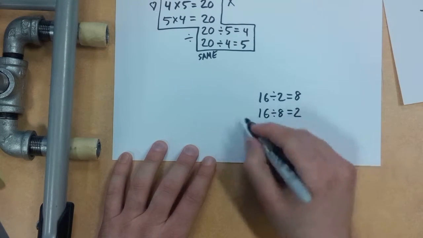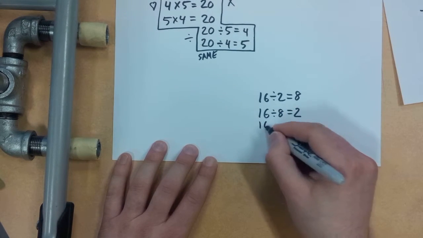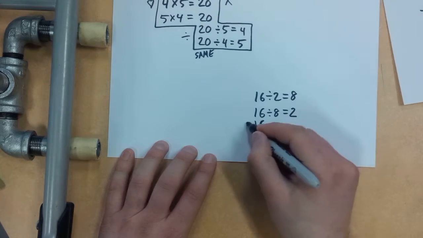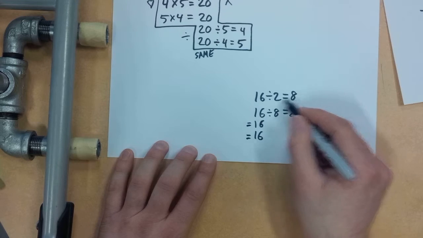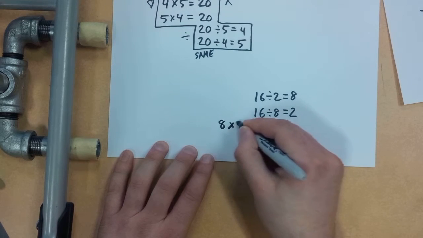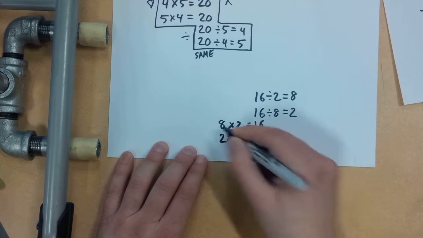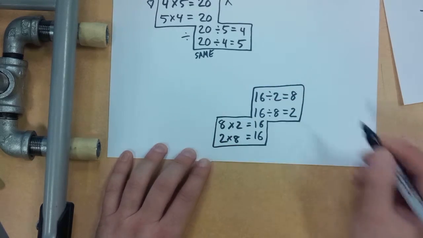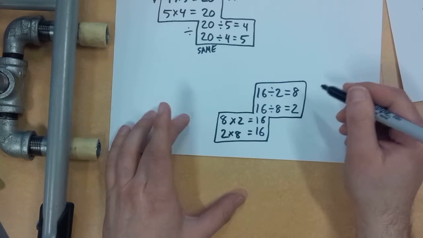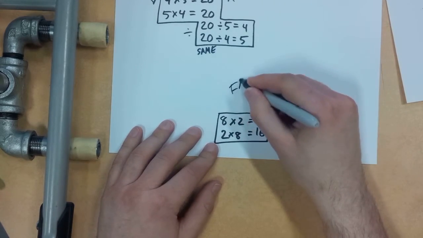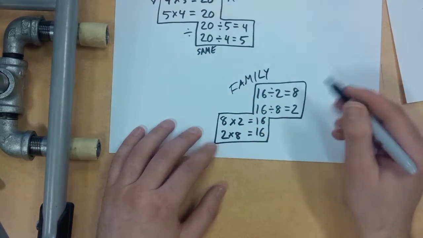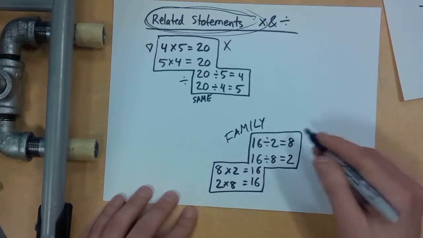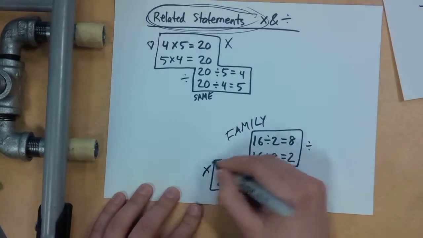We know that something times something gives us 16. I didn't really space the page out appropriately, did I? Oh well. I know that it's going to be 8 times 2 gives me 16, and thus 2 times 8 gives me 16. So in this case, I have the same Tetris block, but it's rotated around a little different way. But this is a true statement. This is a set, this is a family of related statements, okay? And again, here in this case, we have the division up top and the multiplication on the bottom.